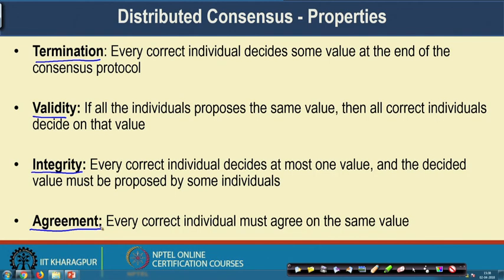The fourth property of the consensus protocol is agreement. The agreement property says that every correct individual must agree on the same value. That is the most important property of a consensus protocol: all the individuals in the network must agree on the same value. Whenever they agree on the same value after termination, we say that the system has reached consensus.